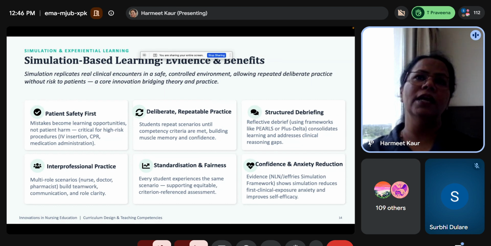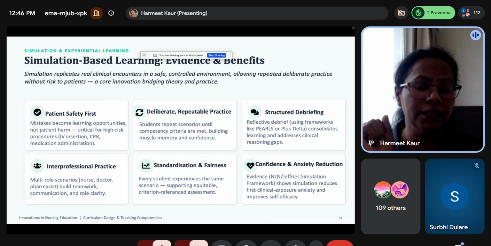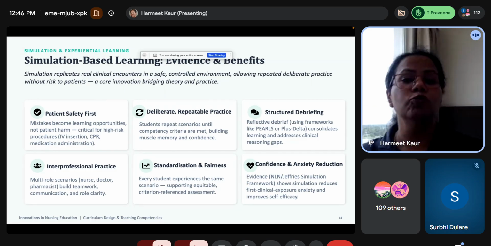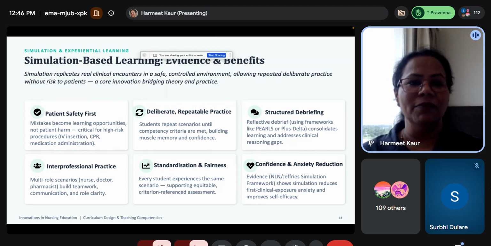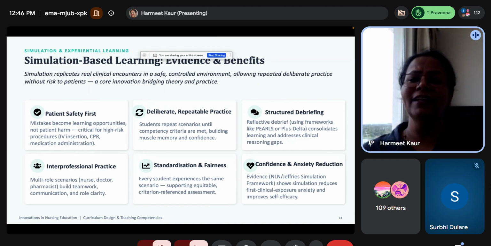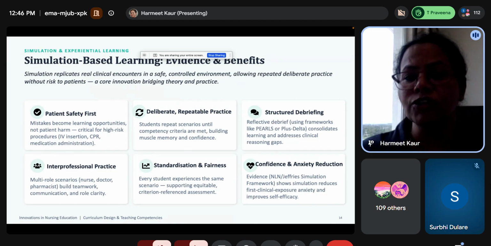And moreover, when they are actually doing it in a real case scenario, they will remember that that was the mistake they made at that time, and now they don't have to do it. So slowly, they will be building their muscle memory and their confidence will be developing. And then they'll be better able to practice clinical decision making and clinical reasoning clearly and in a better way. Then structured debriefing.